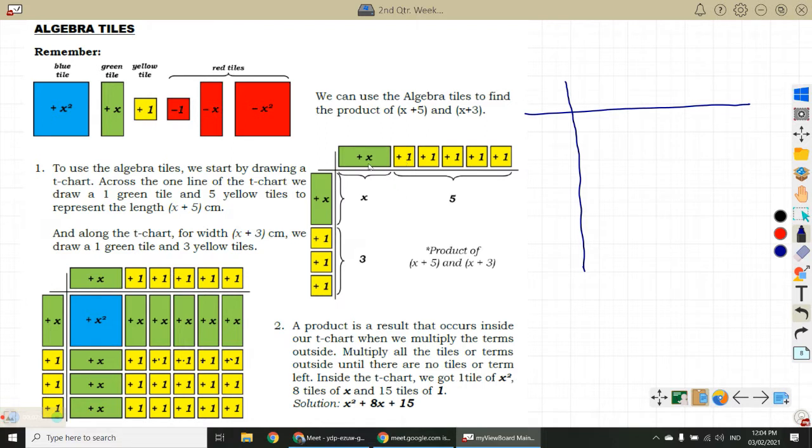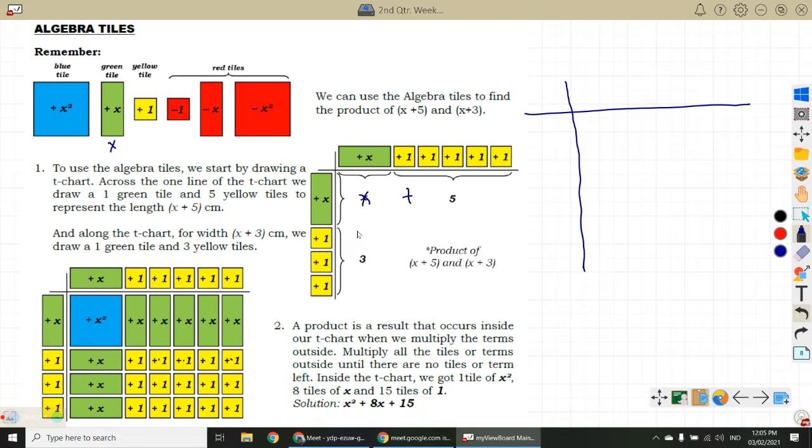Okay? So, we have here x, ayan yung representation ng x, and then the 5 units. So, the 5 square units. And then we have, that is x plus 5. And then we have here x plus 3. The representation of x is the green tile, and then plus the 3 units. We have 3 units.